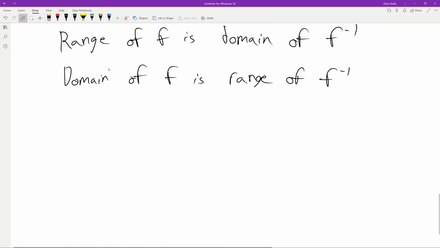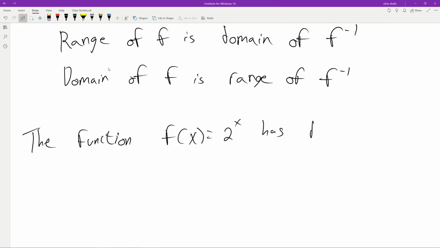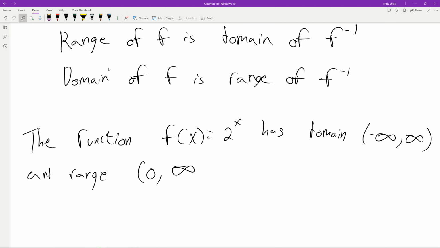So let's say, for instance, the function f of x equals 2 to the x has domain negative infinity to positive infinity and range 0 to infinity. What would we expect the domain and range of f inverse to be?